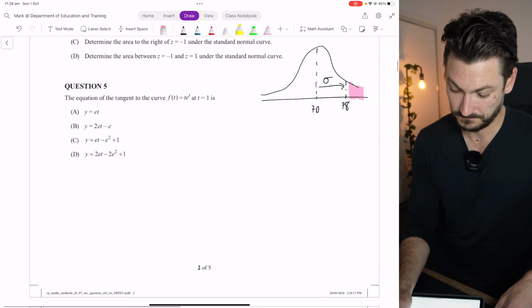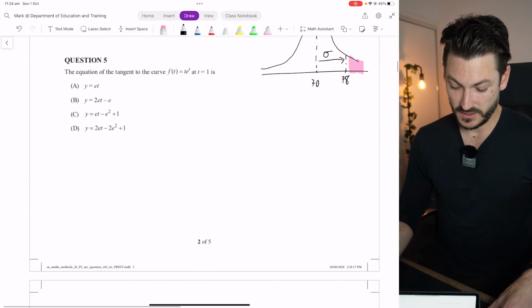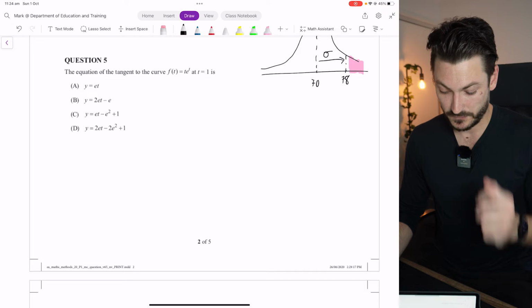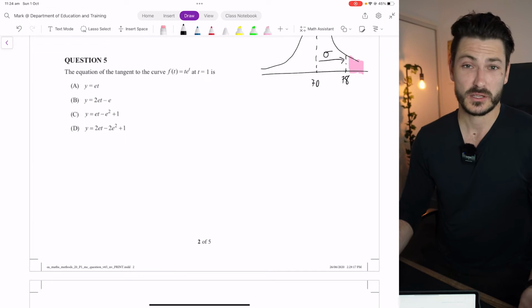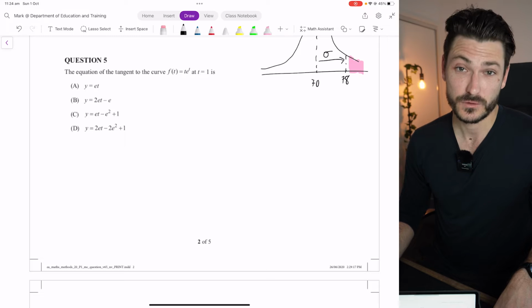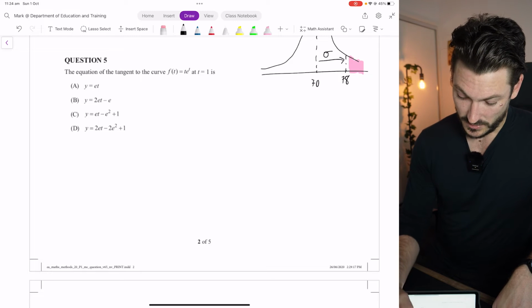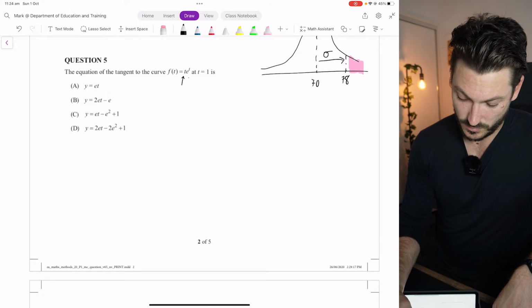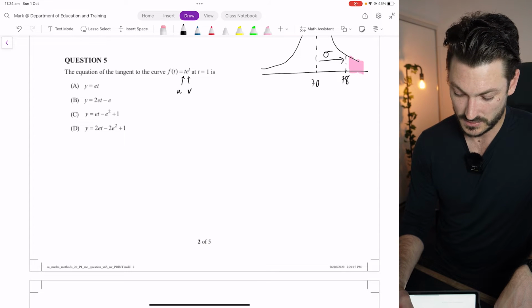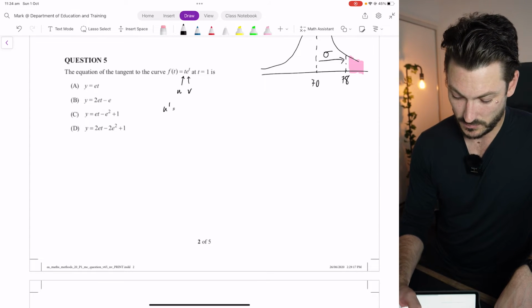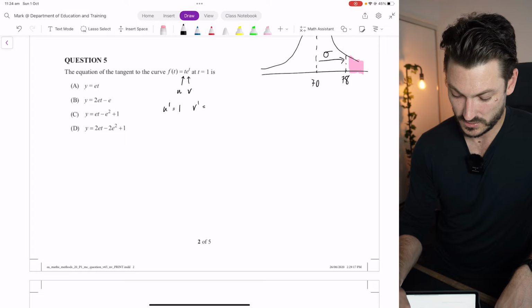Question 5. The equation of the tangent to the curve f of t equals t times e to the t at t equals 1 is what? Okay, if we're doing the equation of a tangent, we need to find the first derivative of this function. Now, this function is going to be a product rule. So we're going to have u equals t and v equals e to the t. So u dash here is going to be 1, v dash here is going to be e to the t again.